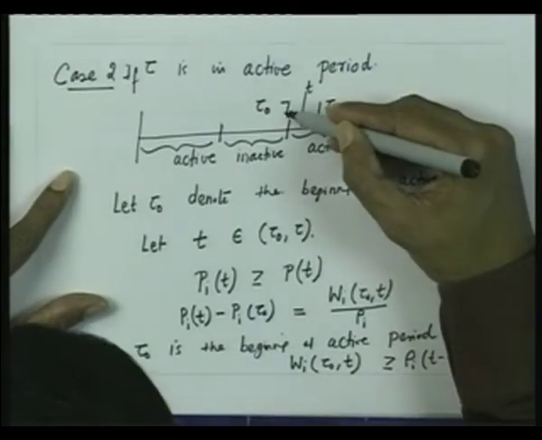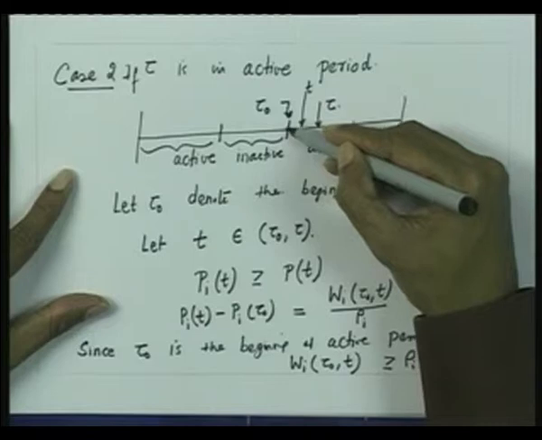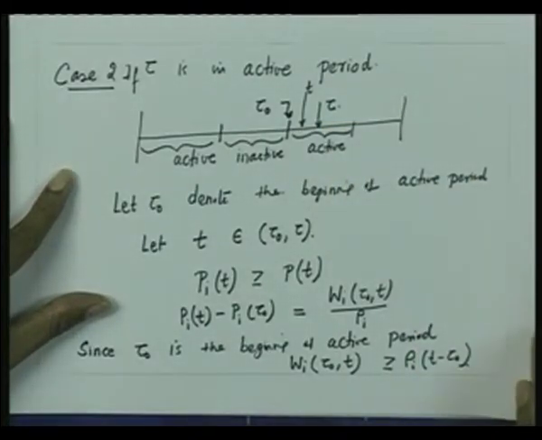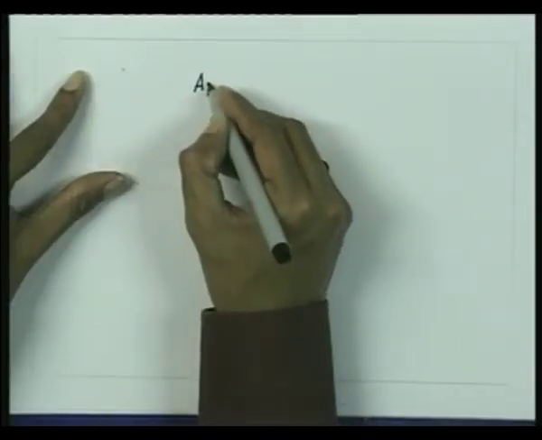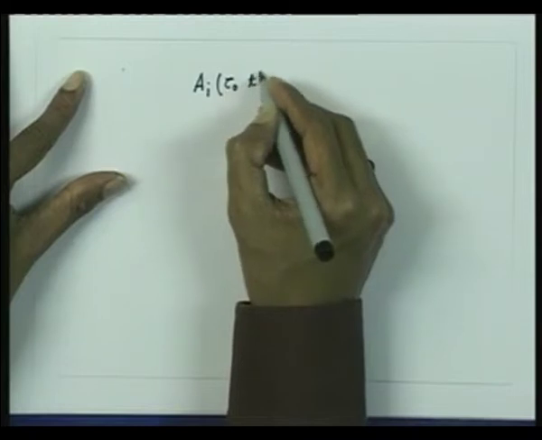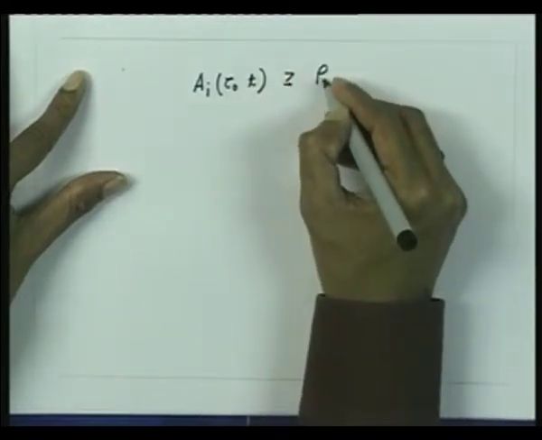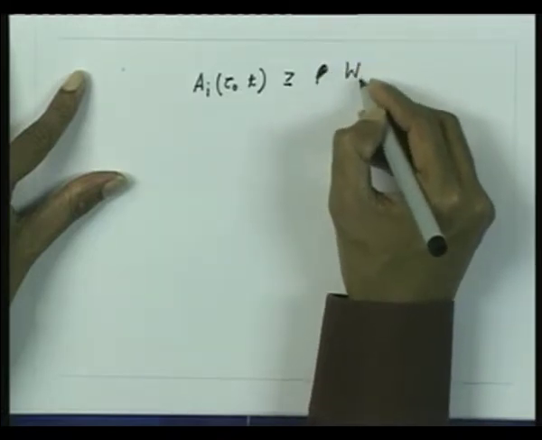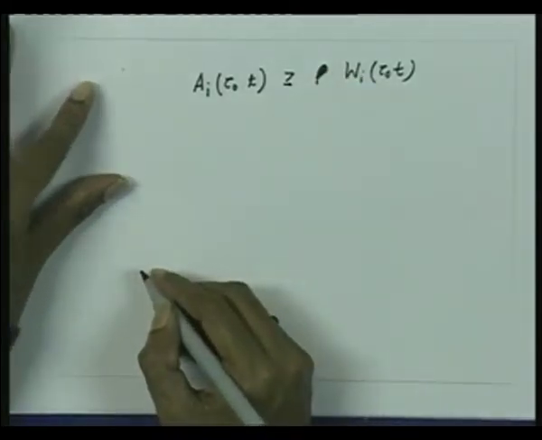Now since before tau naught the system was not backlogged, before tau naught the system was inactive, therefore we also have this relationship: AI(tau naught, t) should be greater than or equal to Wi(tau naught, t).